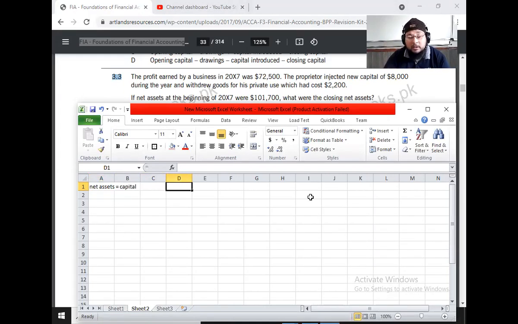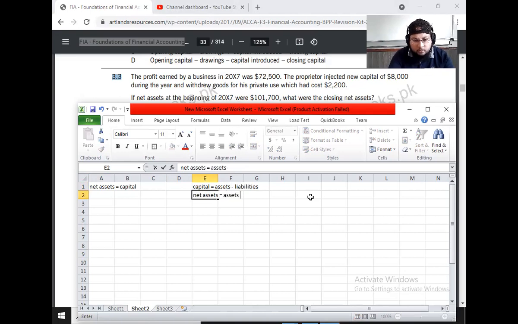Why do we do that? Because as we know, the definition of capital, which is provided in the IASB framework, is that if you subtract all your liabilities from all your assets, you will get the equity, or what we call capital. So in fact, if you subtract all your liabilities from all your assets, you will be left with net assets. So that is why we call capital net assets.